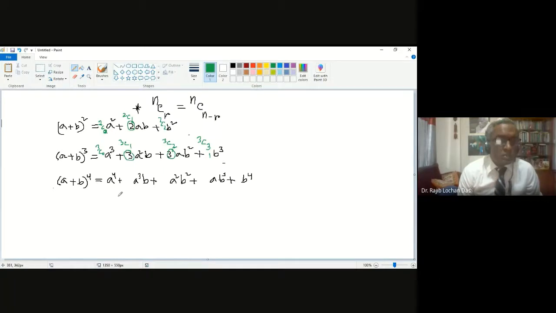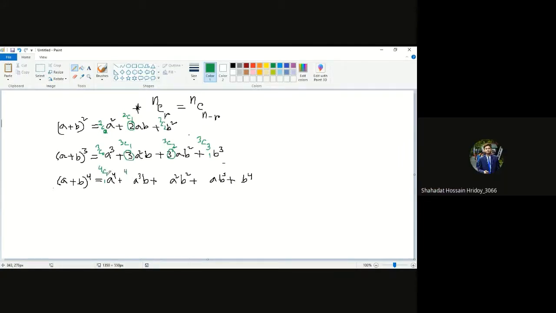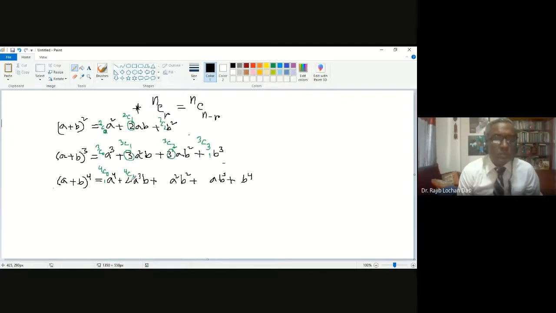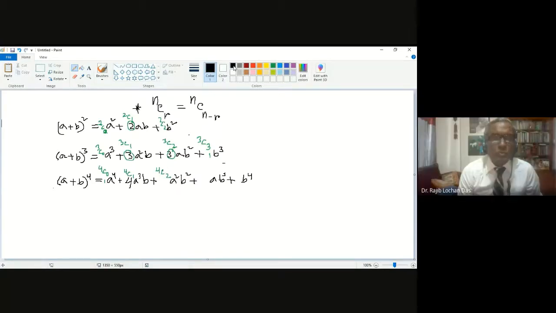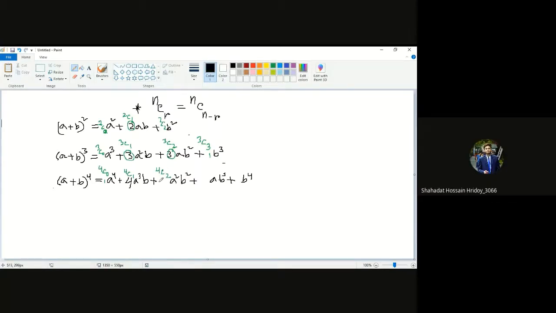In this case also, the first one is 4C0. The second number is 4C1, that is 4. What is the next number? The next number will be 4C2. So what is the 4C2 value? It is 6.